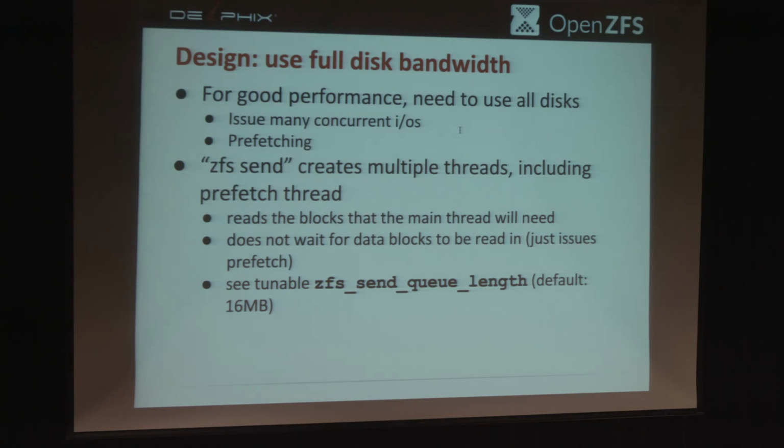So to get good performance, ZFS Send is designed to use prefetching. When you start a ZFS Send, it creates multiple threads, one of which is the prefetch thread. And it will issue reads for the data blocks that the main thread is going to need, but it doesn't actually wait for the blocks to be read in. It just keeps going and issuing new reads. So that way the main thread will always have the data it needs to send over the network ready for it, is the goal. To prevent it from sort of running away and filling up all your memory with pages, there's a tunable called ZFS Send Q-length that caps how far ahead of you it can get.